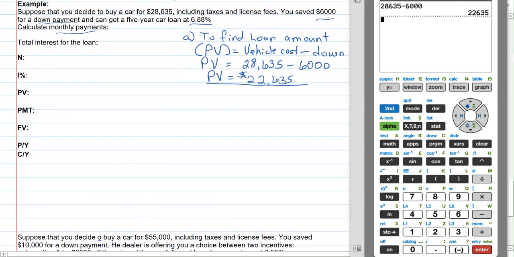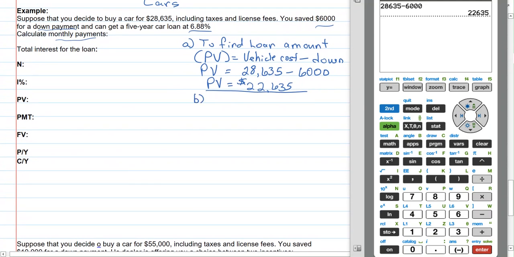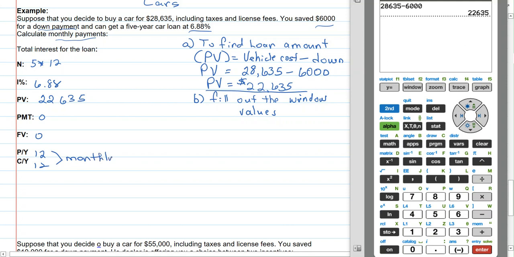That's our first step. Our next step is to fill out the window values. Right, so we know it's a 5-year, monthly payments at an interest of 6.88% with a present value of $22,635. Making sure I have all the values right. A 0 here, a 0 here, 12 and 12, because they are monthly payments.